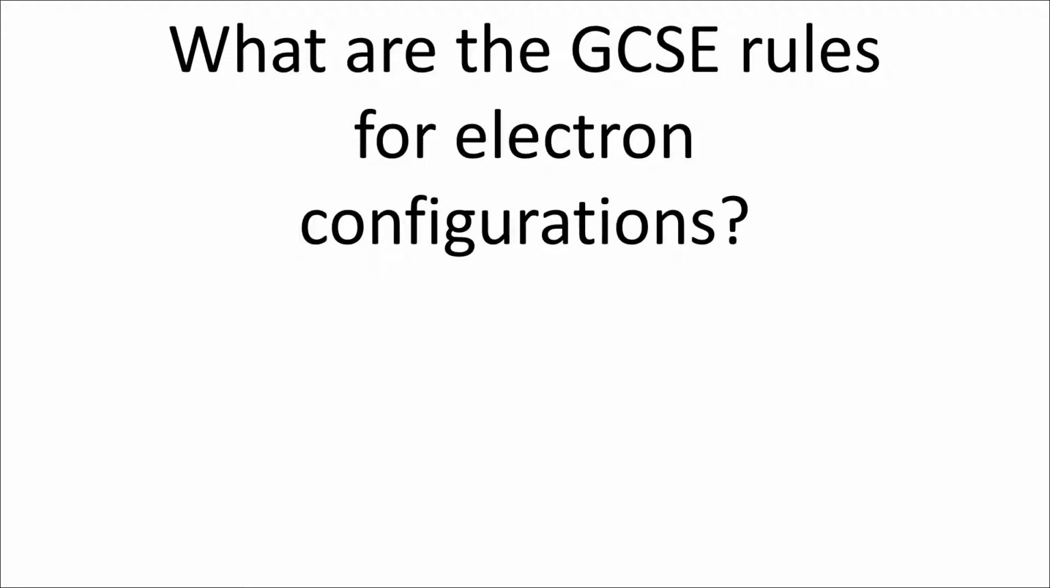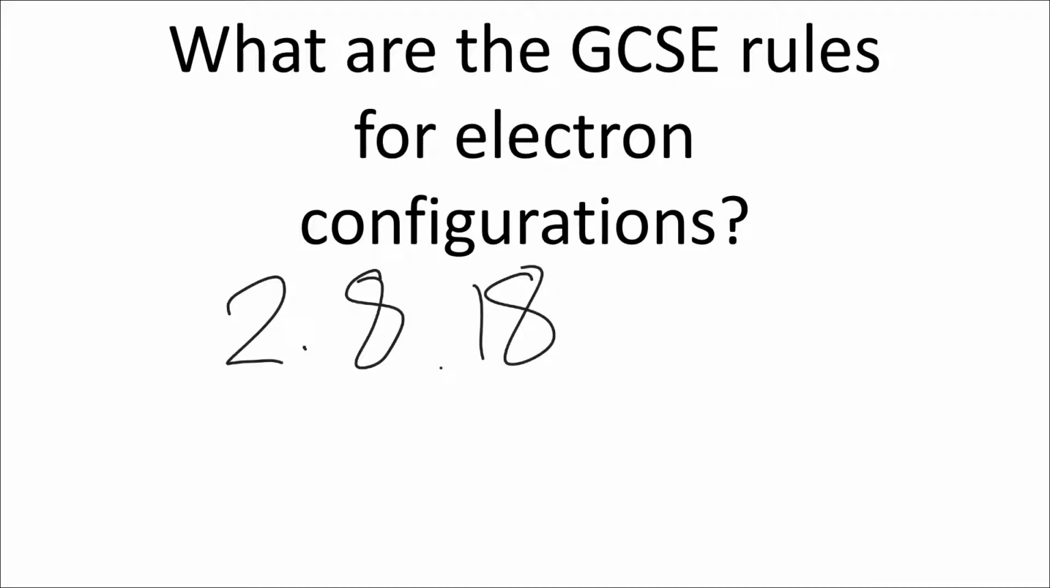Okay, so if you remembered, the GCSE rules that you were taught is there were 2 electrons in the first shell, 8 electrons in the second shell, possibly 8 electrons in the third shell. You may have been told that there were 18 electrons in the third shell. You may have just been told there were 8. You only ever had to go up to 20 electrons in total, which would be 2, 8, 8, 2. Okay?